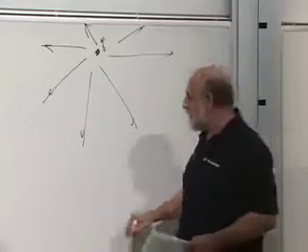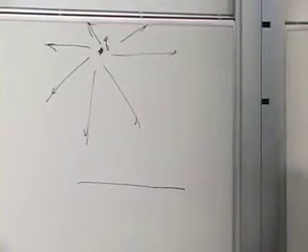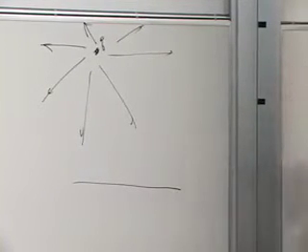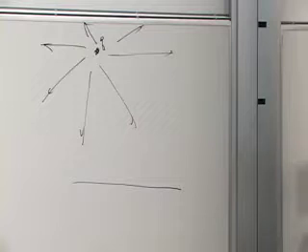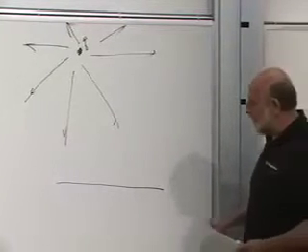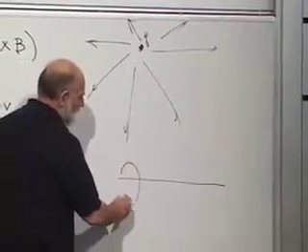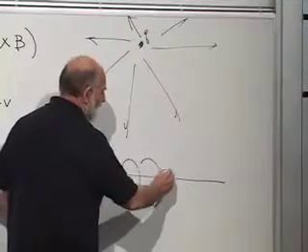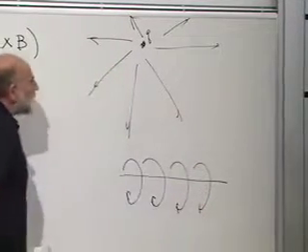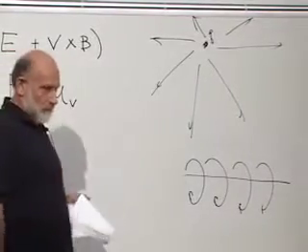Another example is if we have an electric current moving through a wire, and electric currents are nothing but moving electric charges. Electric charges moving through a wire, their motion creates a magnetic field. And the magnetic field is a field which circulates around the wire, like that. So these are examples of how charges and currents create fields.